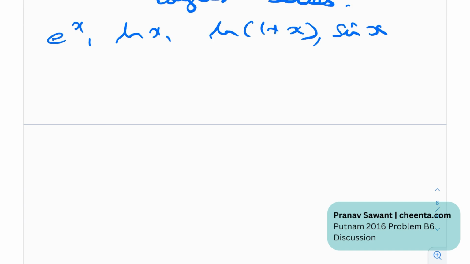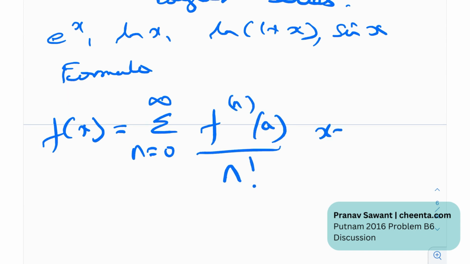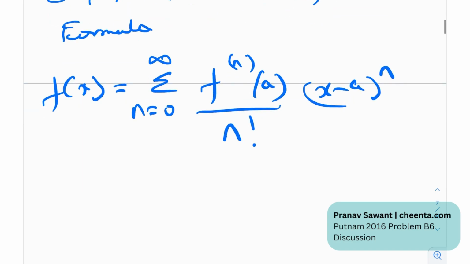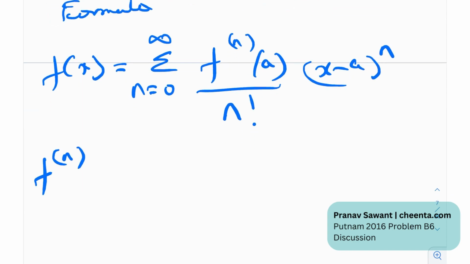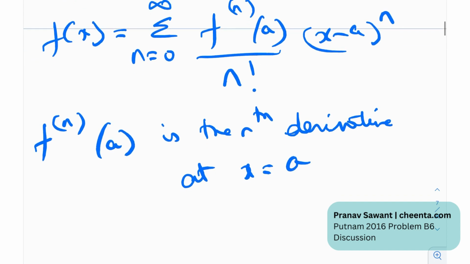And how do you do that? Well, that's just a simple formula for the Taylor series, and that is f of x is the summation from n is 0 to infinity of f^(n) of a divided by n factorial times (x minus a) raised to the power n. And this f^(n) of a is nothing but the nth derivative evaluated at x equals a. So this is essentially the formula for f of x, and you don't have to remember this.